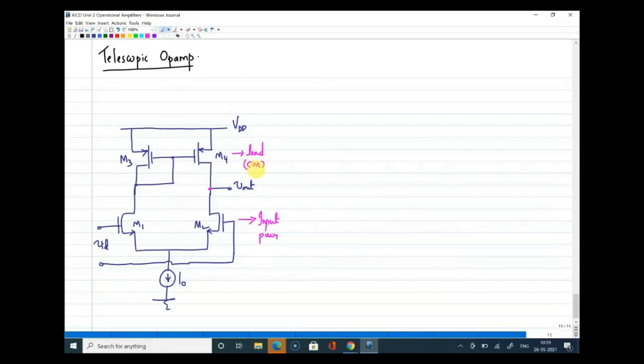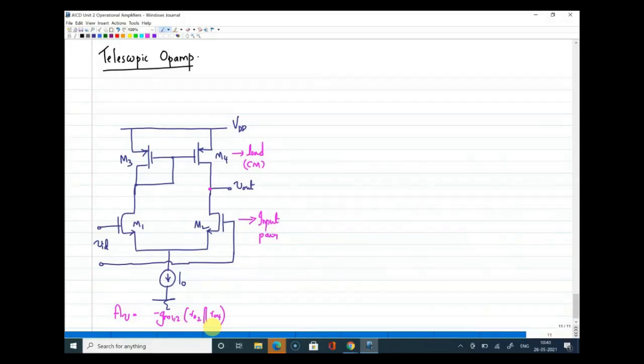Now the basic idea behind the telescopic op-amp is, we know the gain available for this circuit. If I write the AV expression, it is equal to minus gm1,2 into r02 parallel to r04. Now the question comes, we are talking about cases where we need a very high open loop gain. So when you think about a high value of open loop gain, how can you improve the gain of this current structure?